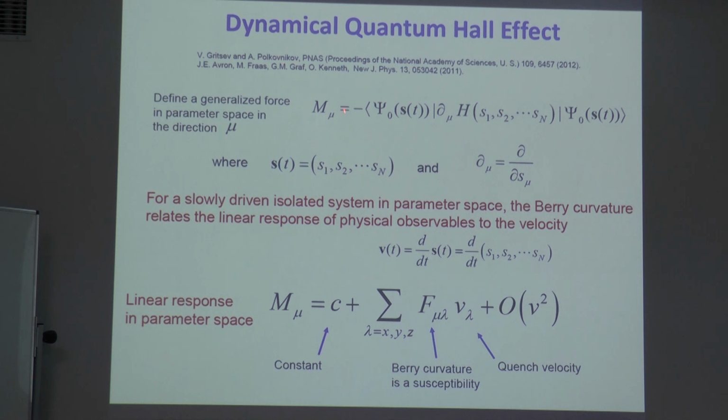Gritsev and Polkovnikov defined this generalized force M, which is the expectation value in the ground state of the derivative of the Hamiltonian with respect to any of these parameters. So this is a generalized force, and essentially there's a linear response in parameter space. There's a constant, and this is the Berry curvature times the rate of change of these parameters. So if you know how quickly you change these parameters, you can measure the slope.